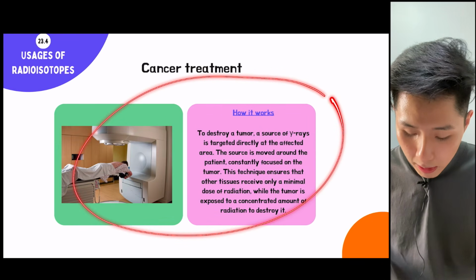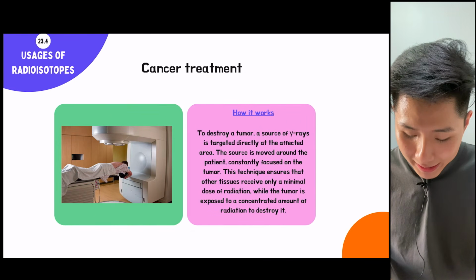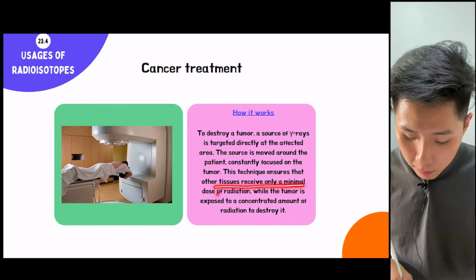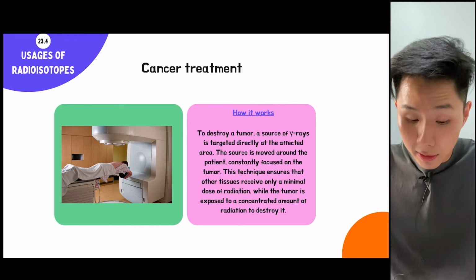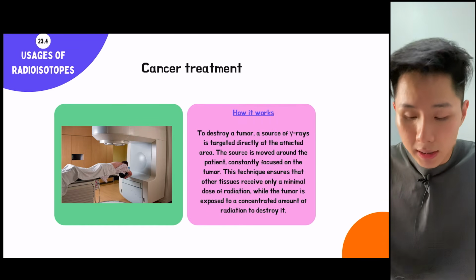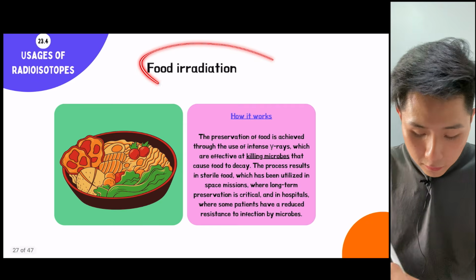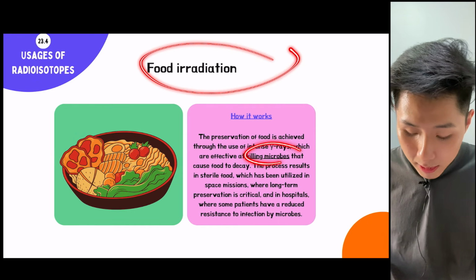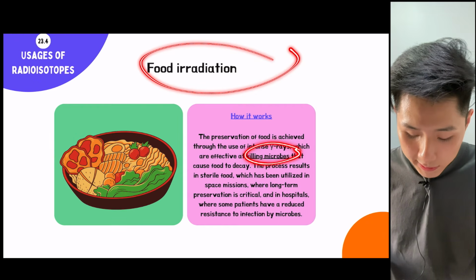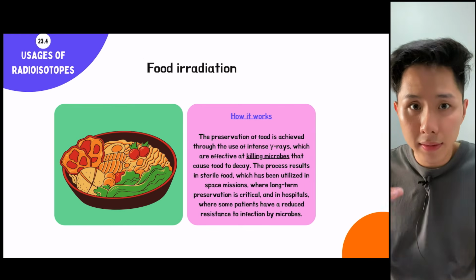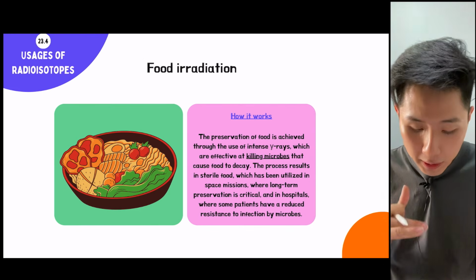Cancer treatment: gamma ray is used to aim at the tumor. So the technique ensures that other tissue receive only a minimum dose of radiation because the gamma ray just targets the affected area. So cancer treatment is one of the usages. Food irradiation: gamma ray can also kill microbes. So this results in sterile food, and this also ensures that the food is properly preserved.